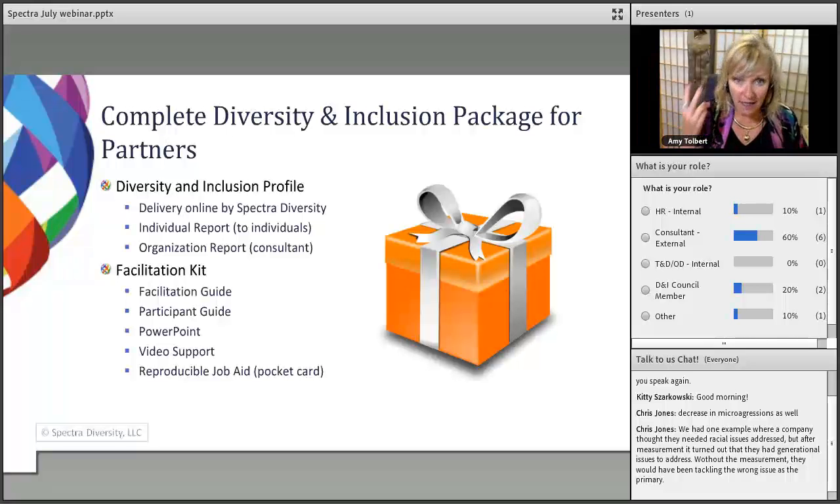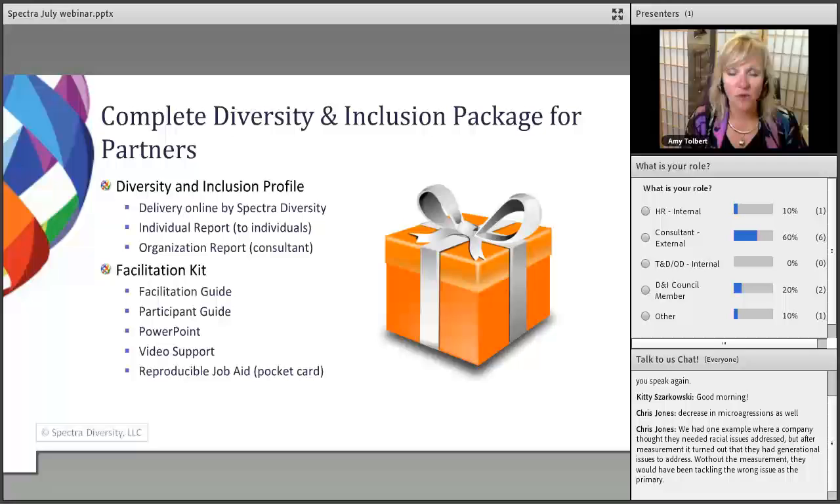Ultimately, it's two clear pieces of information. One is the profile itself. The profile is delivered by us at Spectra Diversity. It's completely online, and it gives the individuals an individual report immediately after responding. And the consultant, whether internal or external, would only get the organization report so that you then can review it and decide how you want to convey that information to either the Diversity Council, the D&I senior rep, whoever it is that is leading the charge in the organization. You get to decide how you want to use that org report data.